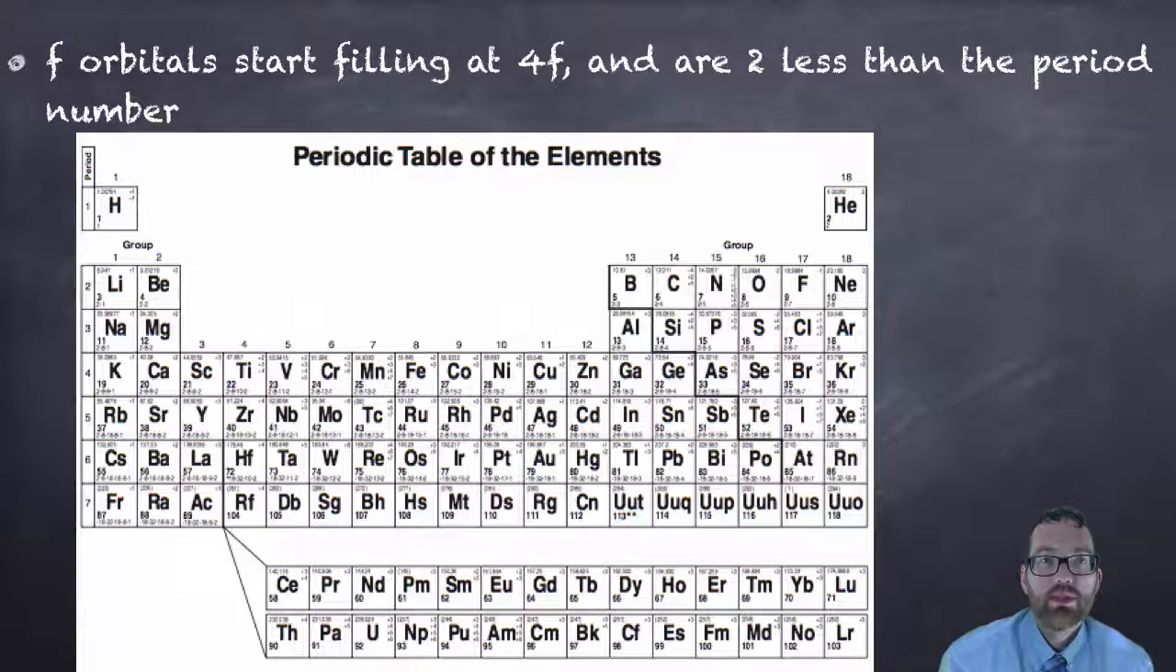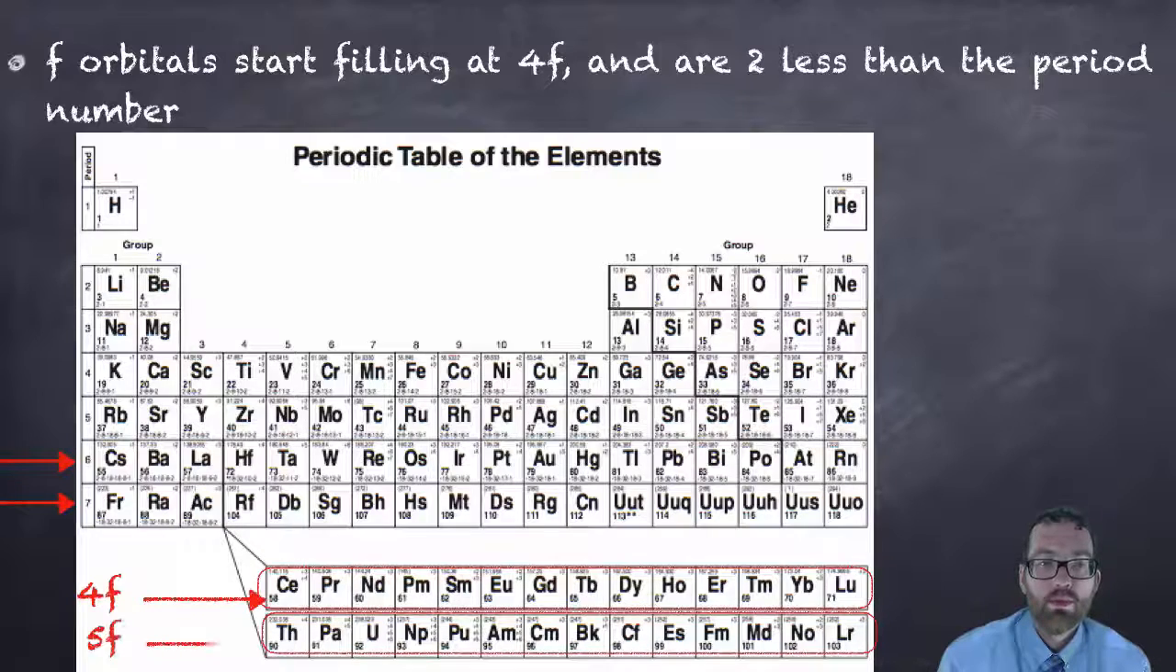The f orbitals start filling at 4f, so 2 less than the period number. So the first inner transition metal here, number 58, if you follow these lines, you can see it actually belongs here in period 6. But even though it's in period 6, and the row below it is in period 7, they fill up 2 less than the number. So this would be the 4f sublevel, and the bottom one would be 5f.